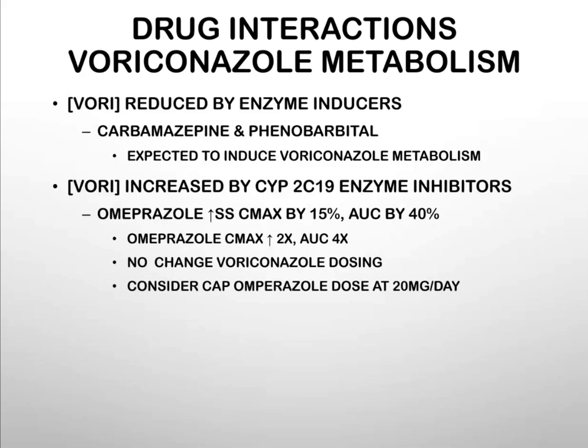We do know that there's a relatively mild to moderate effect of omeprazole, which is a CYP2C19 enzyme inhibitor, on Voriconazole concentrations. Usually it doesn't require Voriconazole dose changes. Voriconazole also inhibits omeprazole metabolism, so we usually cap that at 20 milligrams a day.